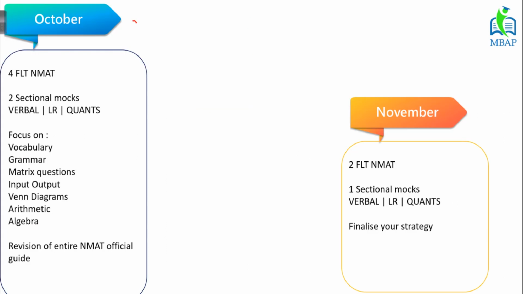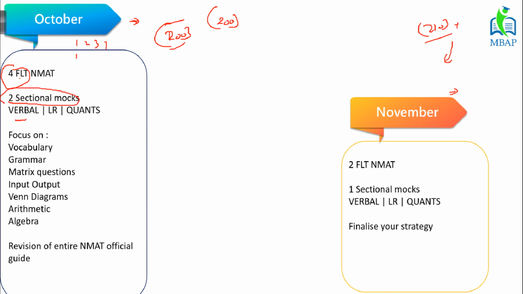The last 2 months, which is October and November, I'm assuming by November you will be able to write the first attempt of NMAT. In the month of October, you will be having 4 weeks, 1, 2, 3, 4. In each of the 4 weeks, you will take 4 full length mock, 4 FLT, full length mock test of NMAT. The objective by October, I have to cross 200. I repeat, by October end, I have to cross 200 because my objective is to get 210 plus in the actual paper in the month of November. Okay, and you will also write 2 sectional tests, which is each of verbal, logic and quant. Your heavy focus is going to be on vocabulary, grammar, matrix, base question, input, output, Venn diagram, arithmetic and algebra.